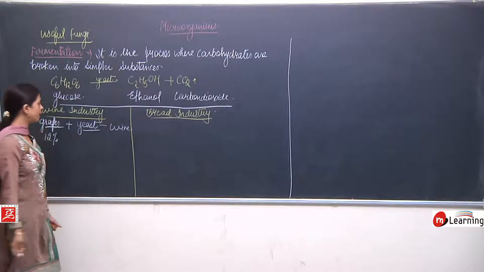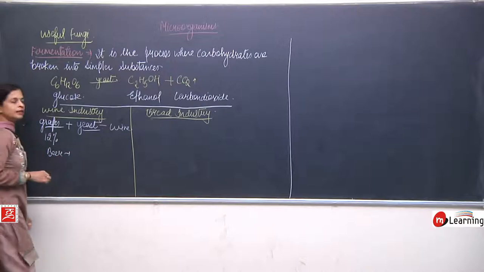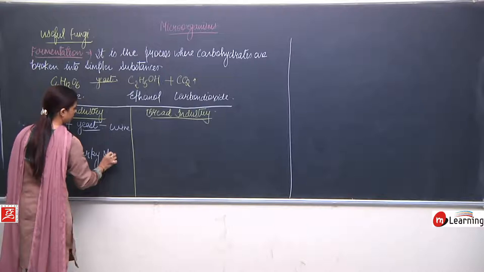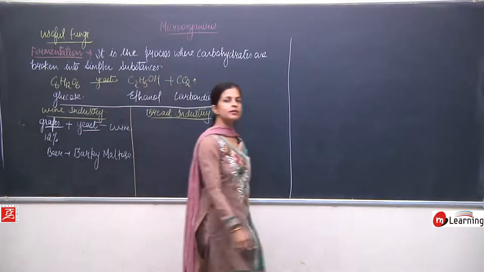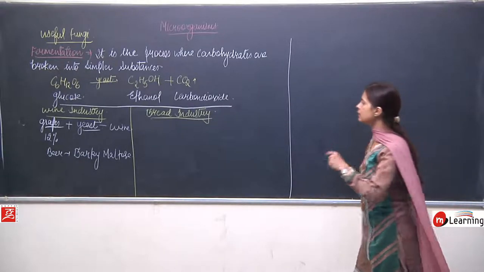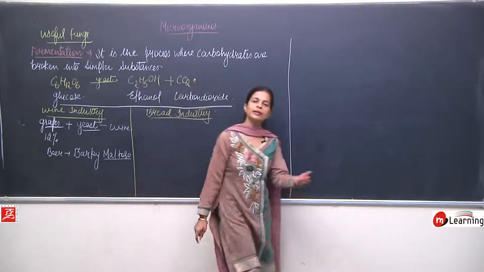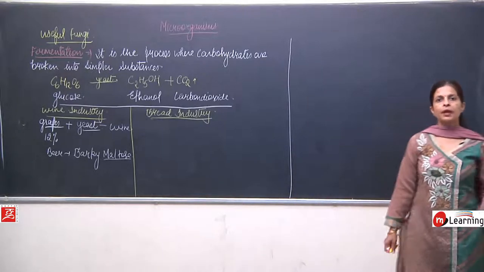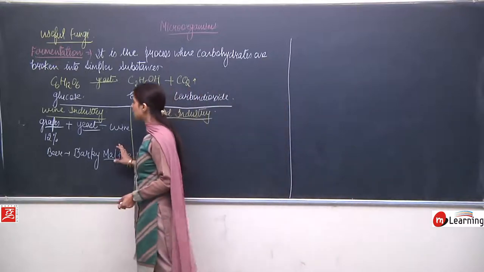Now, if I talk about beer, here barley maltose is used. Barley maltose undergoes the process of fermentation. Again the same process will take place, because again it is also a form of sugar. Glucose, fructose, sucrose, maltose, all these are forms of sugar, and all these are carbohydrates.